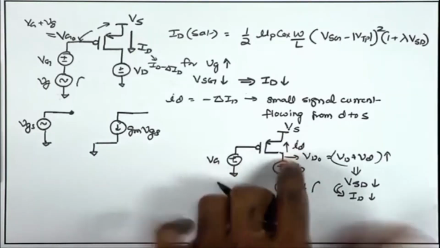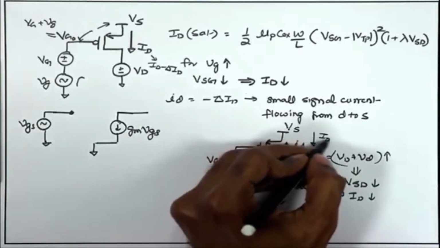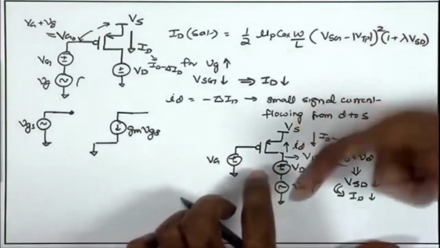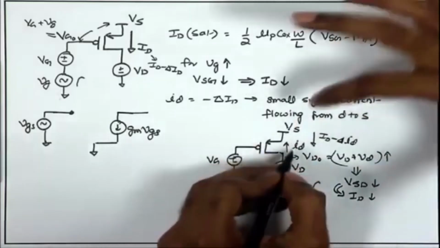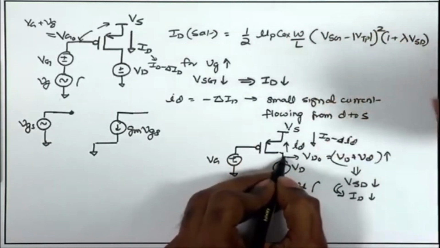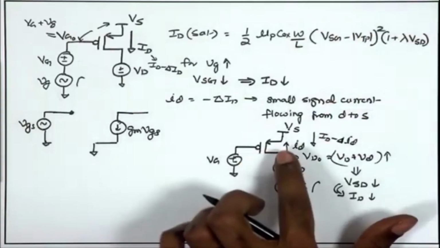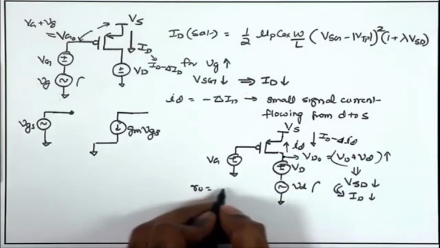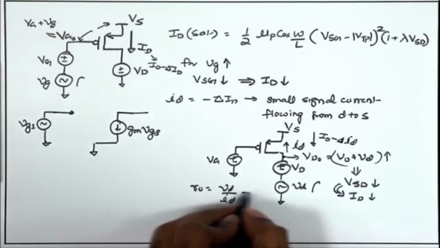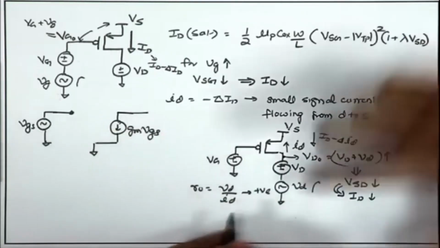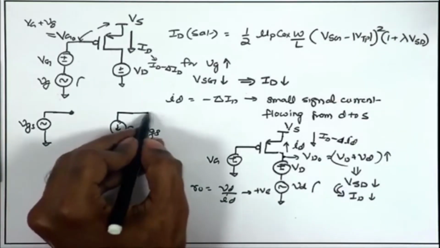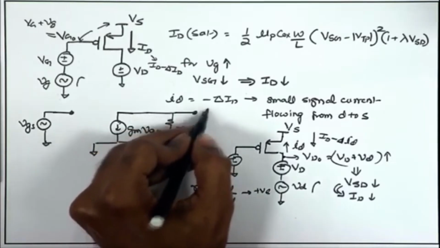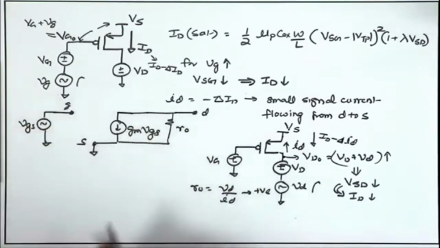So, the Id is becoming Id minus delta Id in this direction. If I define the small Id as the change in current flowing from drain to source, that becomes a positive quantity once again. So, the small signal Ro, which is going to be Vd upon Id, is still going to be a positive quantity, and that is appearing between drain and source. So, I can still define this as a positive quantity appearing between drain and source terminal. So, this is the drain, the gate, and the source terminal.